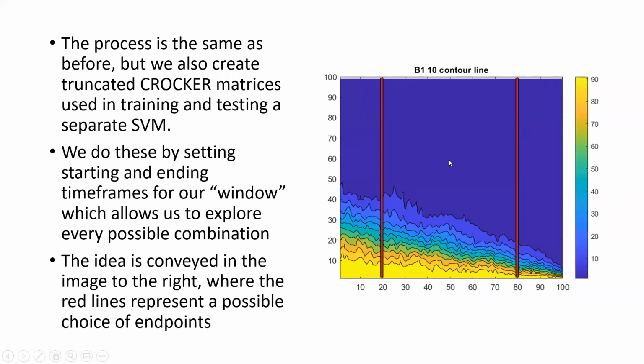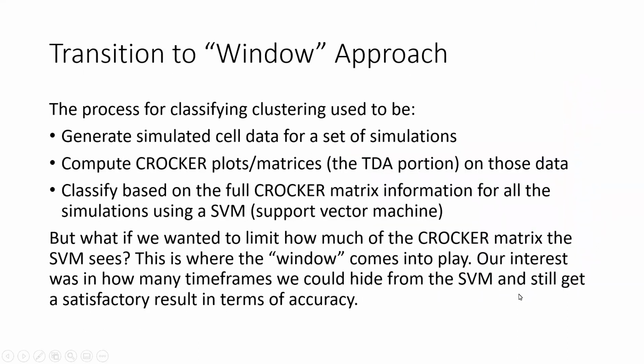So I'll scroll back up, and I think I talked about most everything here except for what our goal was. So like you just said, the window is sort of a way of limiting the number of time frames we have, but we want to keep the level of accuracy, at least a satisfactory level of accuracy in classification. So that was our objective. How much can we eliminate and still have a satisfactory result in terms of accuracy.